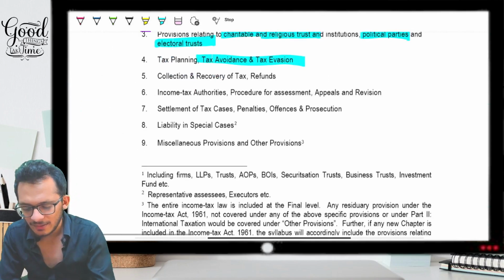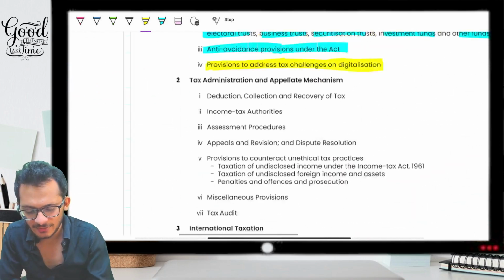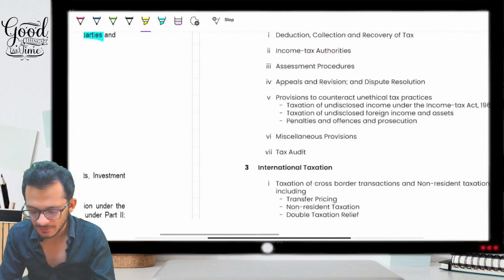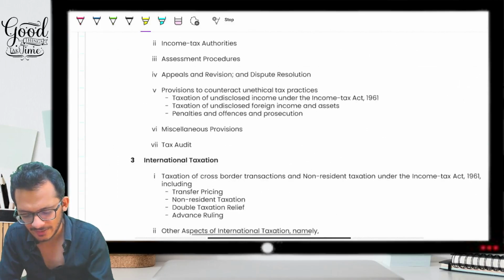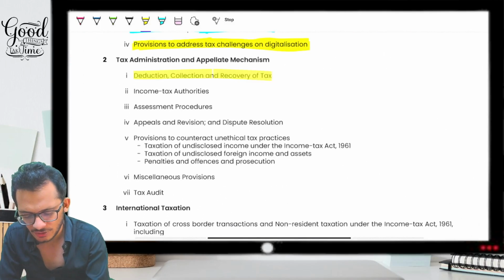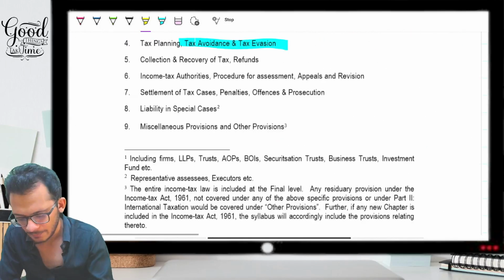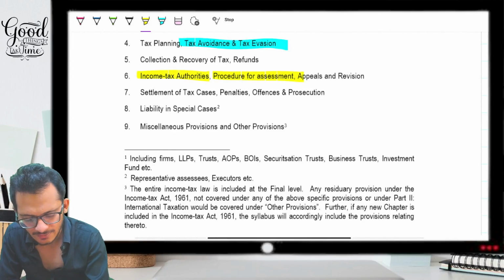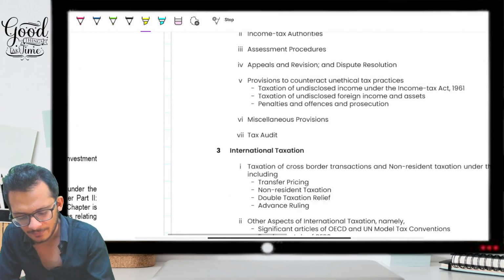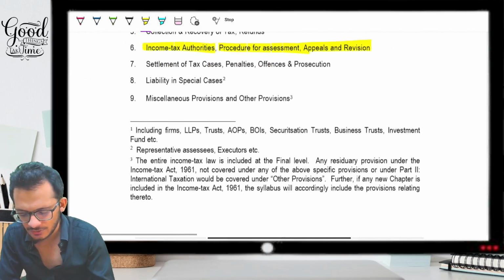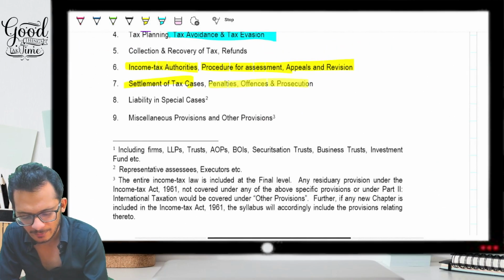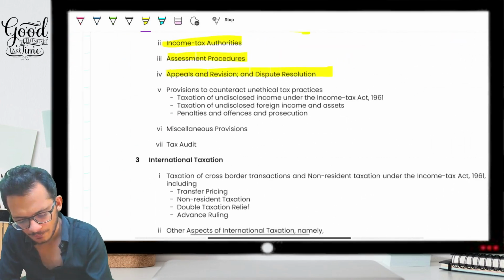Anyway, coming back, the next thing is tax planning, avoidance and tax evasion, which we have already discussed. Moving to the next one, it says collection and recovery of tax and refunds. This is the same thing as TDS and TCS. Deduction, collection, and recovery of taxes. Income tax authorities, assessments, appeals, and revision. Same thing here. Dispute resolution is also the same. Settlement of tax cases, penalties, offences, and prosecution.